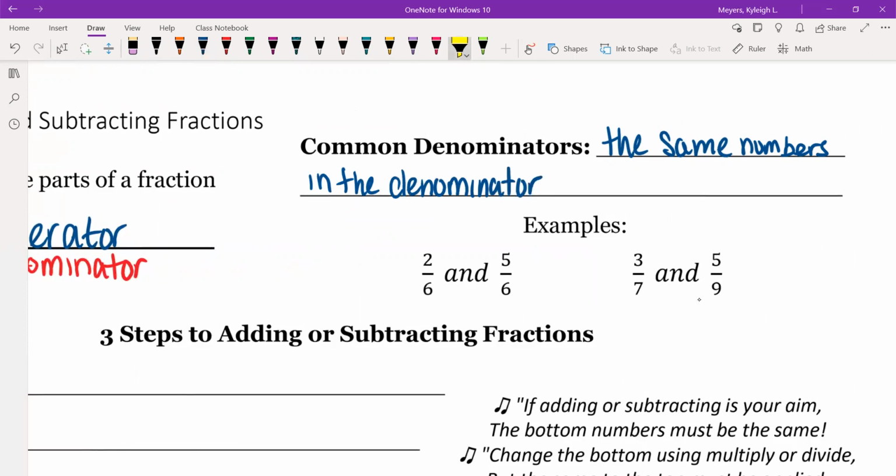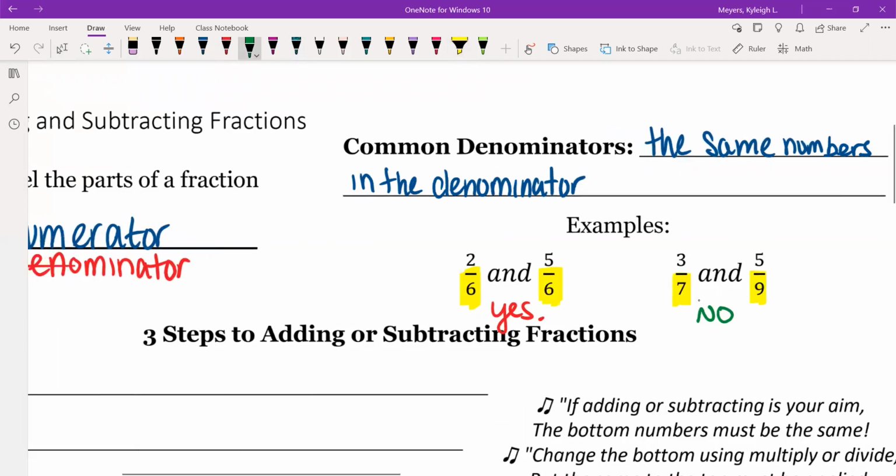So like, look at these denominators. This has a 6 and a 6. Those are the same. So cool, then we'd be able to add or subtract them. Are these denominators the same? No, right? So we'll have to figure out how to get common denominators. You might remember, so that's cool if you do. If not, we're going to go over it, so don't worry.